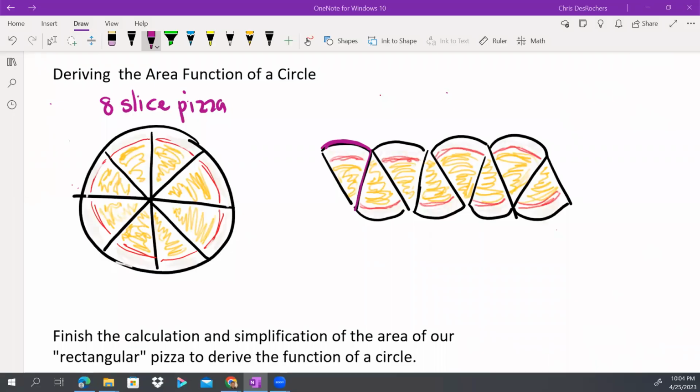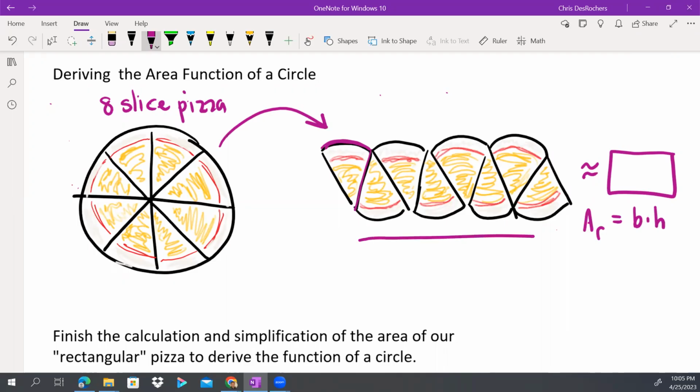Now let's derive the area function of a circle with an 8-slice pizza. We've arranged our pizza in this fashion. This is approximately equal to that of a rectangle. We know the area of a rectangle is equal to the base times the height. Well, what's the base of our rectangular pizza? It's right there. And that's approximately equal to 1, 2, 3, 4 slices. We have 1, 2, 3, 4 slices. And that is equal to 1/2 of our circumference.